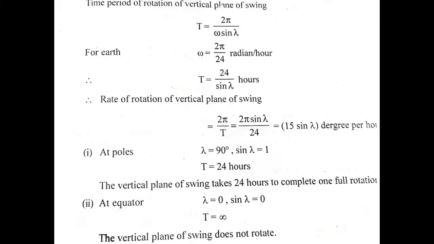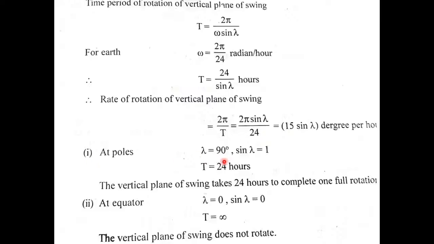The time period for Foucault's pendulum will be T = 2 pi upon omega sin lambda. For Earth, omega = 2 pi by 24 radian per hour. So we get T = 24 upon sin lambda hours. So the rate of rotation of the vertical plane of swing equals 2 pi by T = 2 pi sin lambda by 24. By putting this, we get 15 sin lambda degrees per hour.